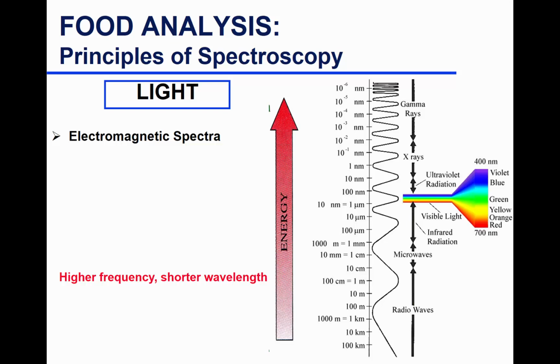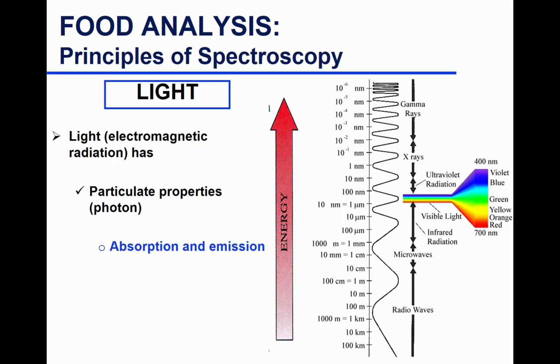So again, we have different waves, different lengths of waves, and as the wavelength gets smaller, we have higher frequency, higher energy. So this way the energy is higher. And also, like I said, the most important region for analysis: we have the ultraviolet, the visible light, and the infrared radiation.